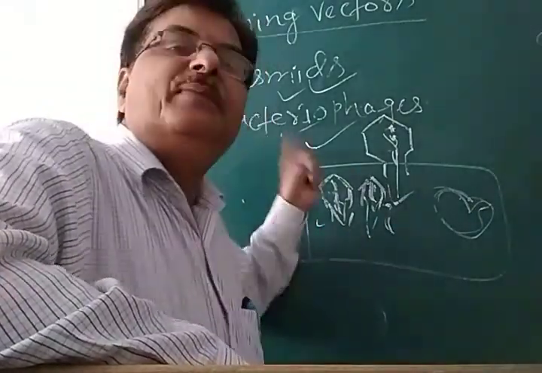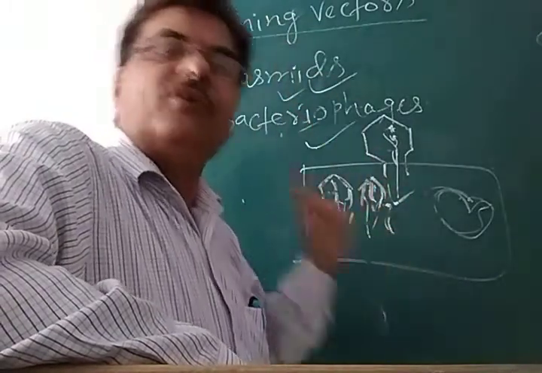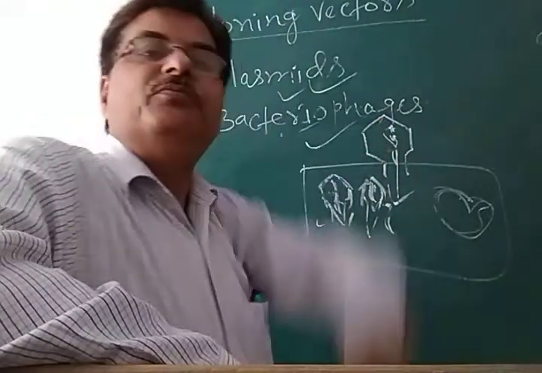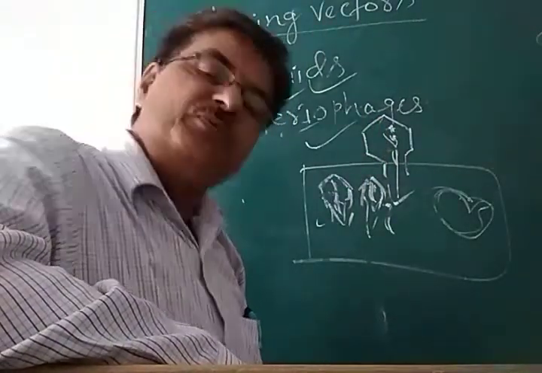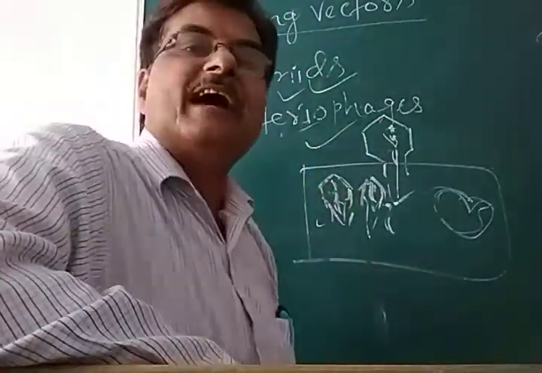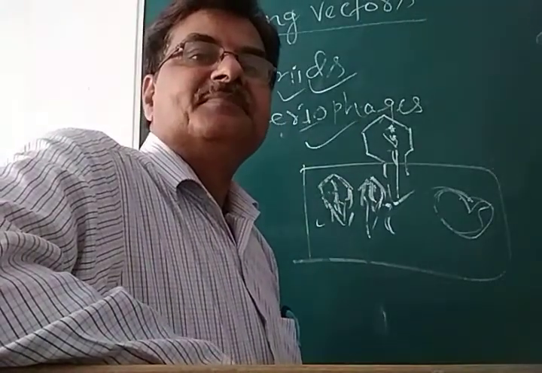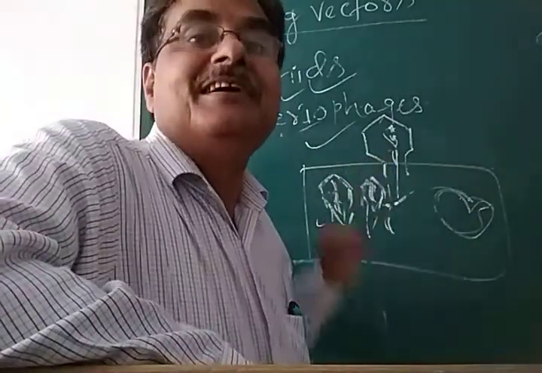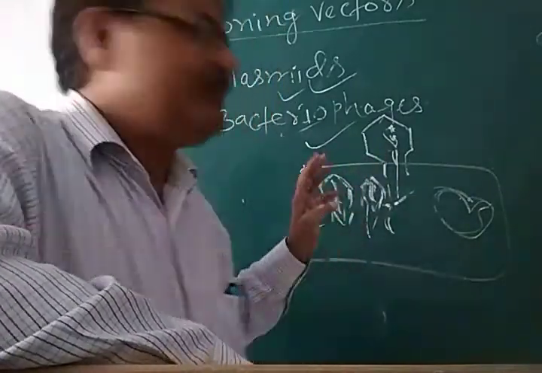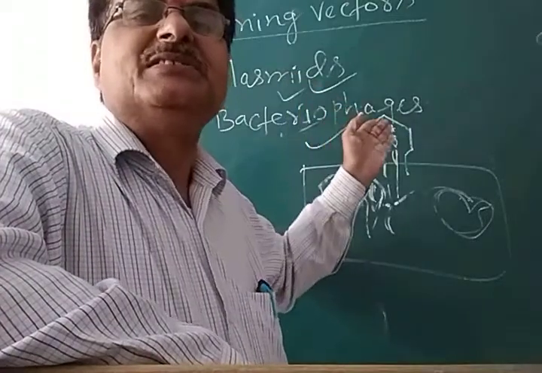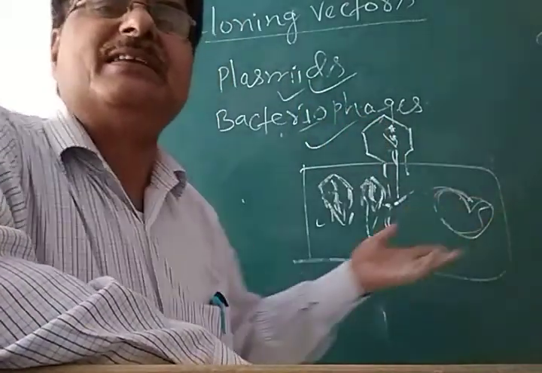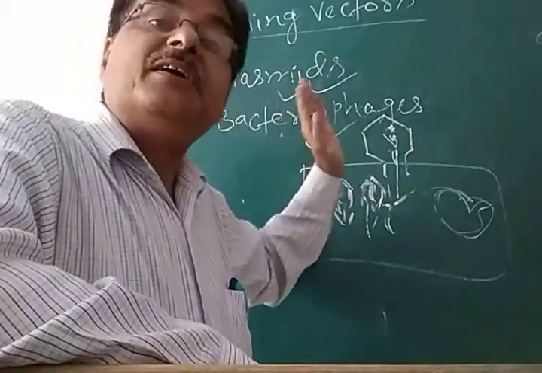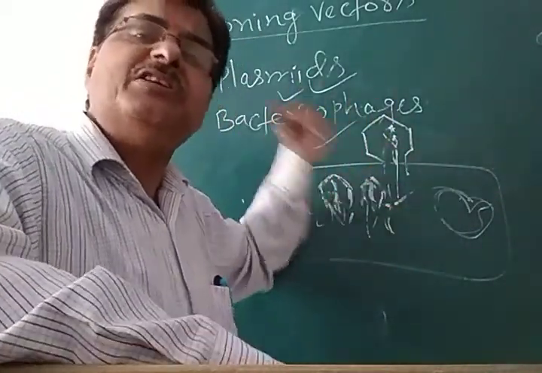If we are able to link, add or join an alien piece of DNA with the bacteriophage DNA, we can say that bacteriophages are the better cloning vector because their per cell copy number is very high. While for plasmids, in many bacteria the number of plasmids is 1 or 2, while in some bacteria it may be 15 to 100, or more also. But in the case of bacteriophage, the number is very high.